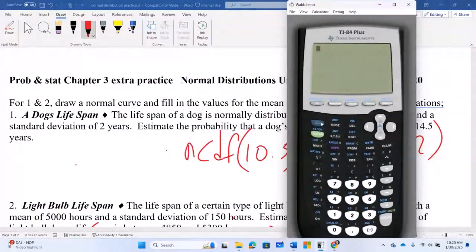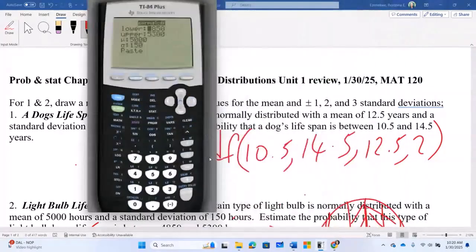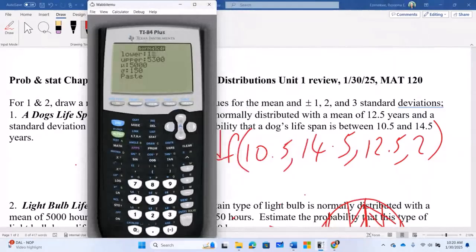and I have second, vars. Normal CDF is number 2. The lower bound is 10.5. Look at the question. Lower bound is 10.5. The upper bound is 14.5. The mean is 12.5. And then the standard deviation is 2 in this particular question. So I'm verifying my answer with the calculator.